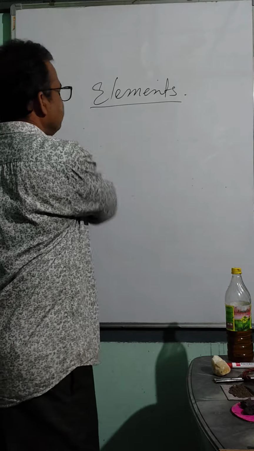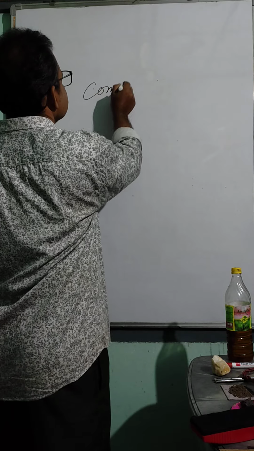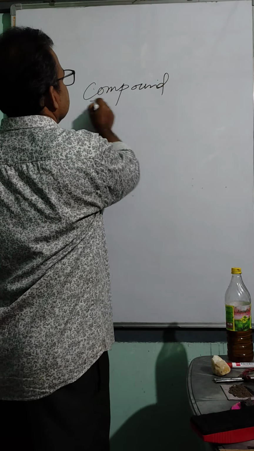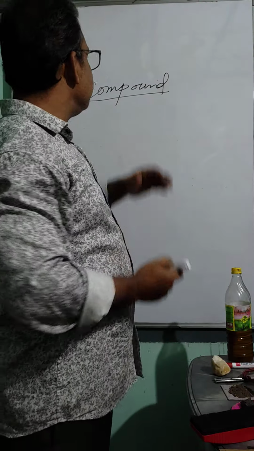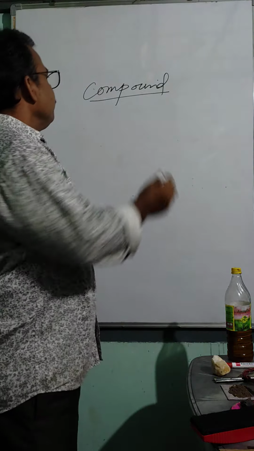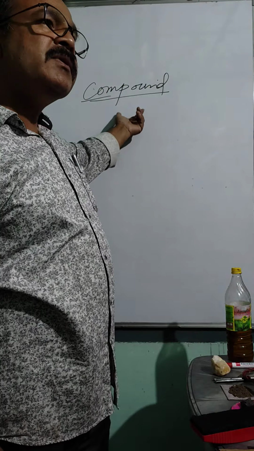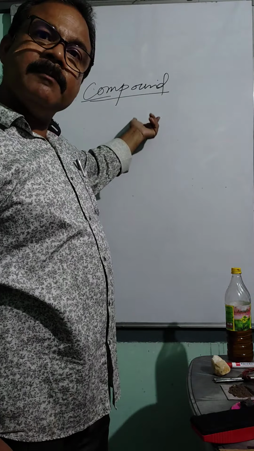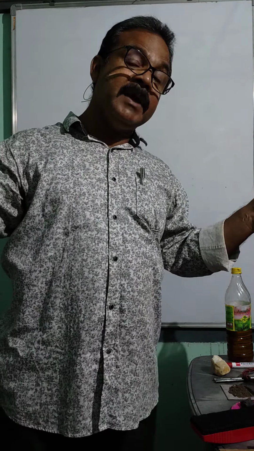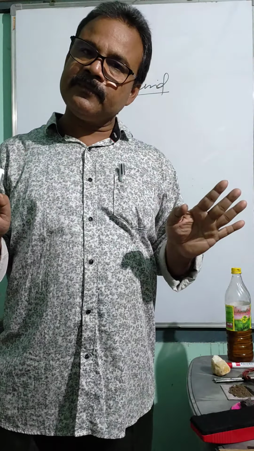But in the case of compounds, you will get atoms of different elements. Now try to get the differences between elements and compounds at the same time. In a compound, you will get atoms of different elements. Then how is a compound formed? A compound is formed by the chemical combination of atoms of different elements with the help of chemical bonds. Is it clear now?